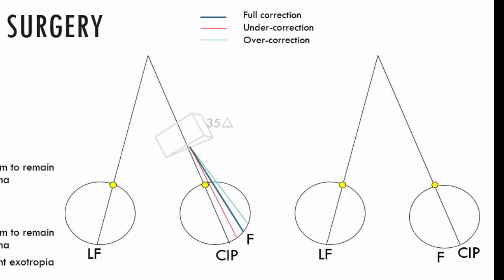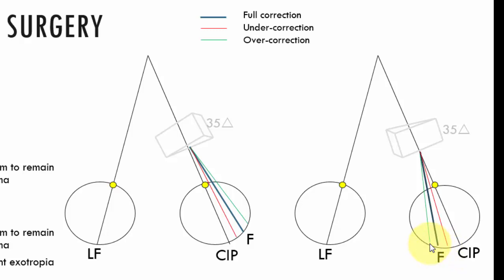Let's now do the same with an exodeviation. Here we have a 35 diopter exodeviation. Full correction would mean operating on the 35 prism diopters. The other option we have is an overcorrection, in which case we make the patient eso, or an undercorrection, which means the patient remains with an exodeviation post-operatively. So as before, the best options here are to fully correct the patient or to overcorrect the patient.